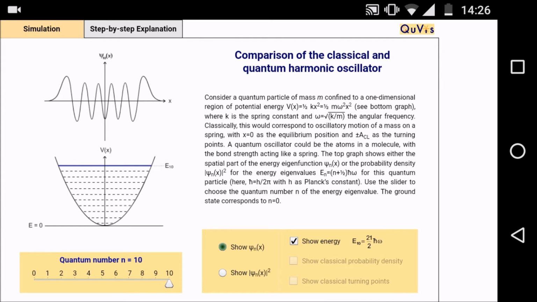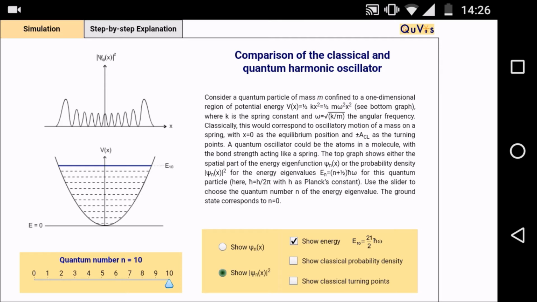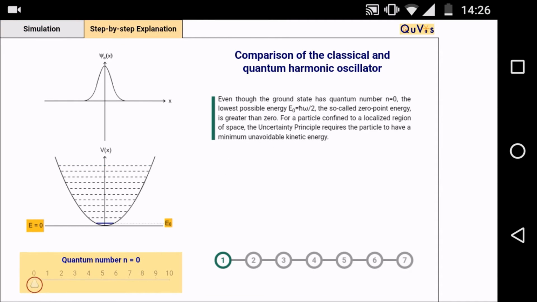We can also look at the probabilities, our probability amplitude squared. And we can see that as the quantum number increases, the energy of the wave functions is greater, it oscillates more, and it's more spread out, as you can see. Okay, so let's look at a step-by-step explanation.